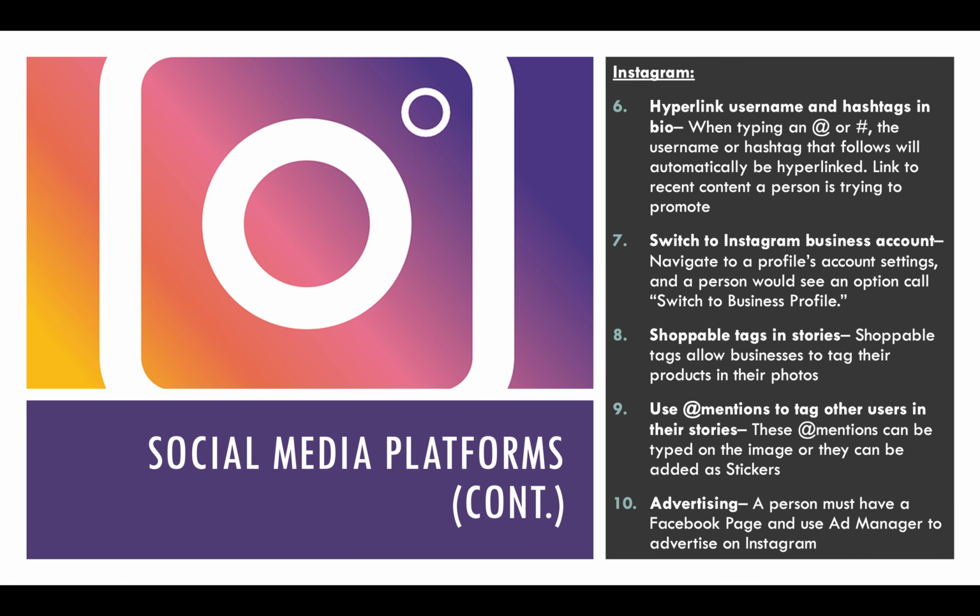You can do hyperlink usernames and hashtags in the bio. You can switch to an Instagram business account, and that's really easy. All you have to do is go to settings, and it'll switch your actual personal account to a business account. You can do shopping tags and stories. I believe you can't do a link though unless you have like 10,000 followers, if I'm not mistaken. And you can use app mentions to tag other users in your stories, which they can then share on their story if you're not private. And advertising, really awesome thing that you can do if you're a business.